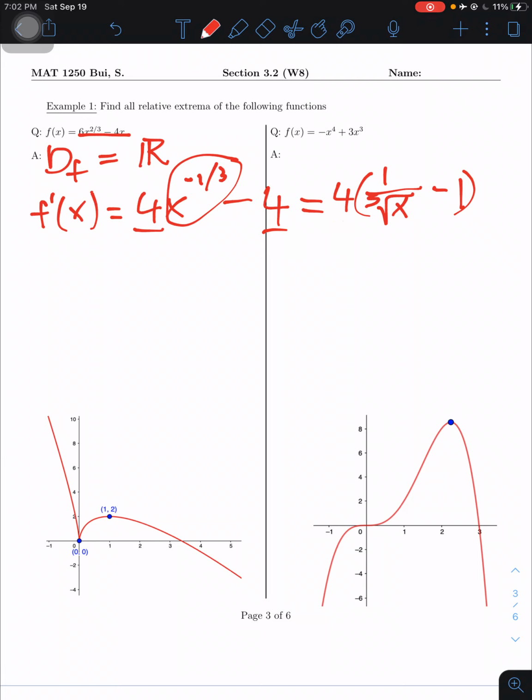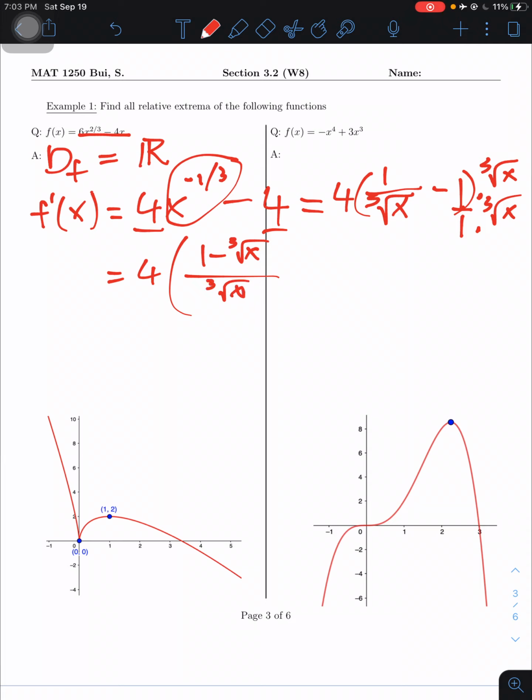Now I'm going to have to put them as the same fraction. How can I do that? Well, 1 is actually 1 over 1. So I'm going to multiply the top and the bottom of the second fraction by the cube root of x, and that gives me the 4 out front, and then on the inside I'm going to get 1 minus the cube root of x, divided by the cube root of x.